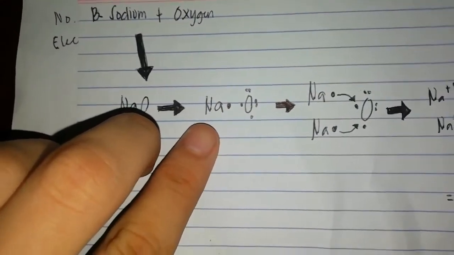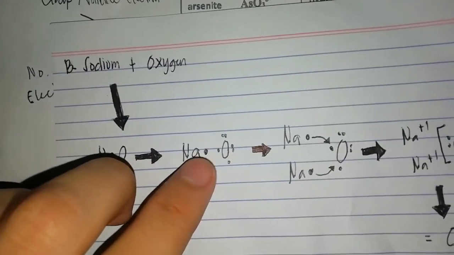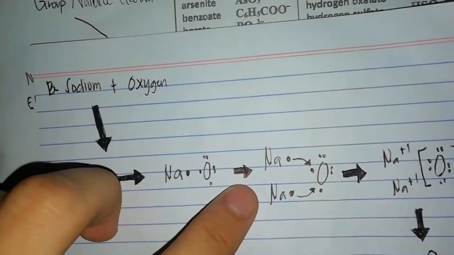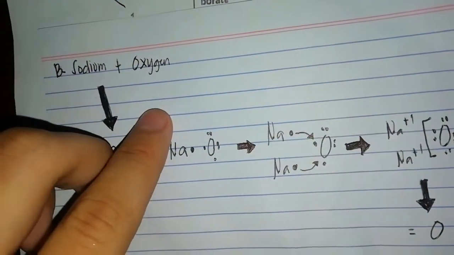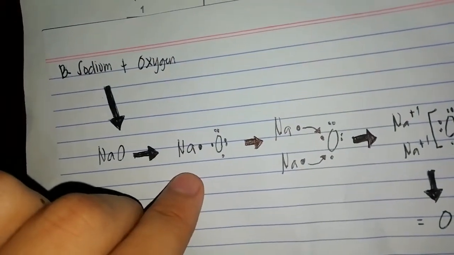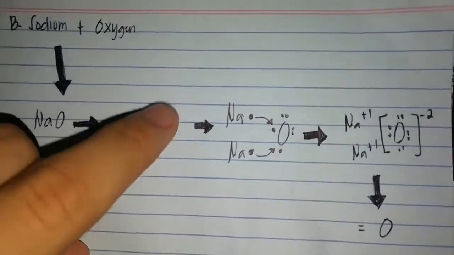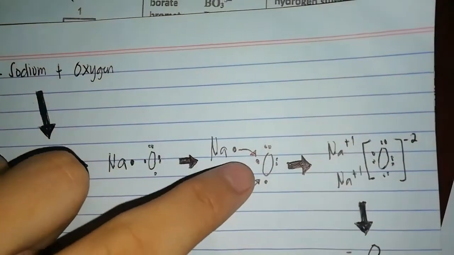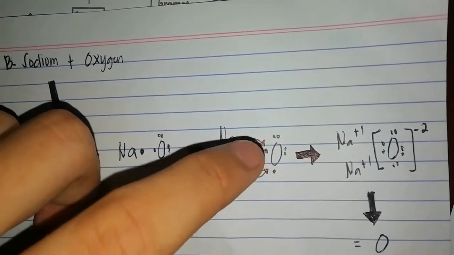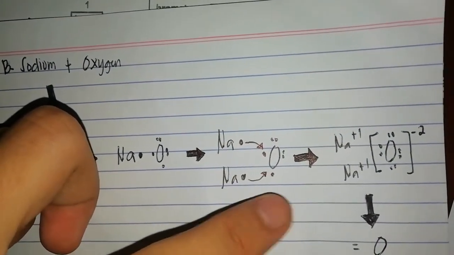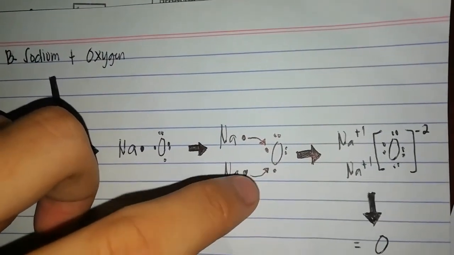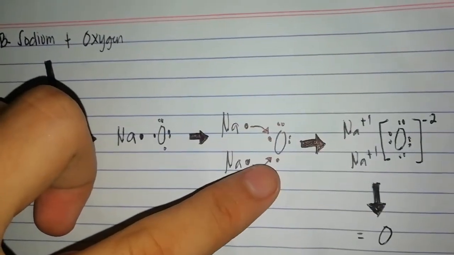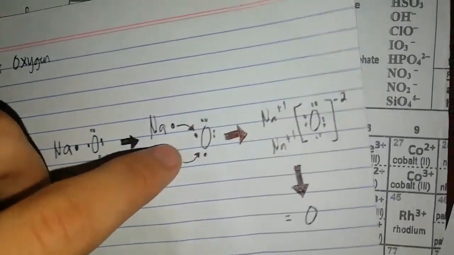So the Na has 1 valence electron, and the oxygen has 6 valence electrons. To complete the valence electrons of oxygen, we're going to double the Na. So here it goes. We're going to release the valence electrons of Na to be able to suffice the valence electrons of the oxygen. And then here it goes.